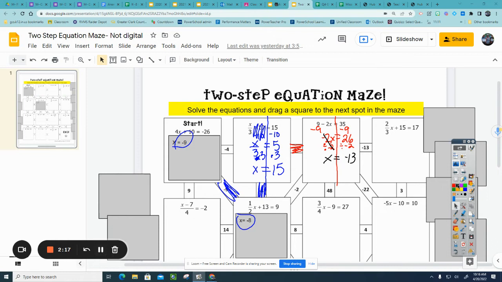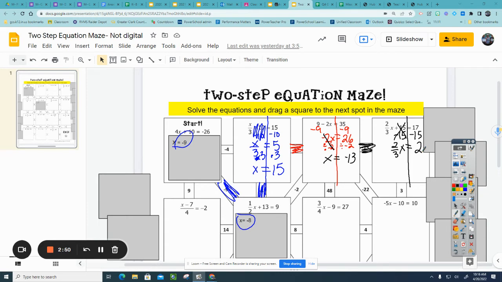All right, so now we're going to continue on our maze because -13 goes this way. So I have to do 2/3 of x plus 15 equals 17. What is the opposite of plus 15? Minus 15. So I'm going to put that on both sides of the equals. What that does is it eliminates the 15, and I'm left with 2/3 x equals 2.